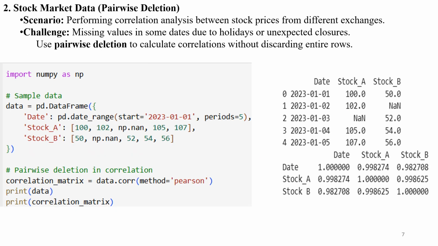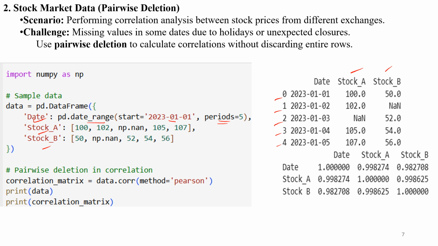So let's see one pair-wise deletion. Here is one data frame, which has date, stock A, stock B, and the index is not given, so it is given by default. The date is fixed by the function date_range. Start date is given, periods is also given. Since periods is given, we know the count. And here the frequency is not given, so it is usually considered as a day. So this is first, second, third, fourth, fifth. So this is the data frame.